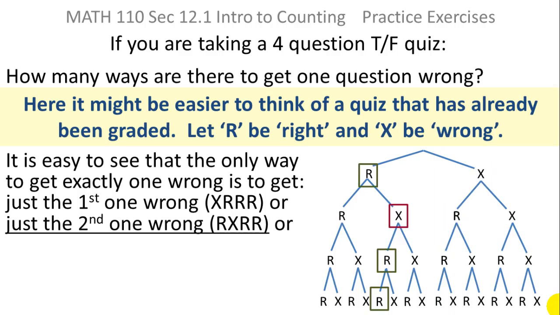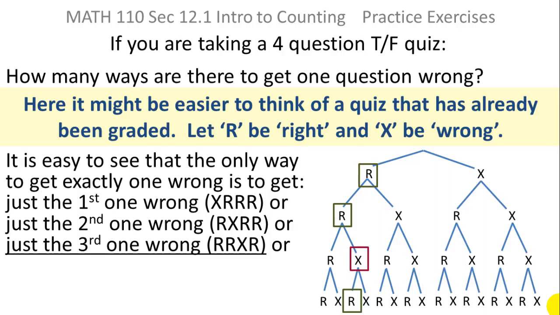The second one represents missing the second question and getting all the others right. So getting one right, missing 2, and getting 3 and 4 right. And if you follow this pattern, there should be one branch in there where only the third question is wrong. And that's RRXR. And finally, there should be one branch that has just the last question wrong.